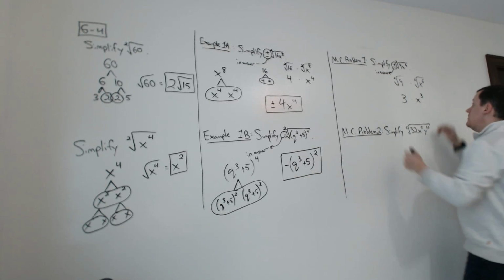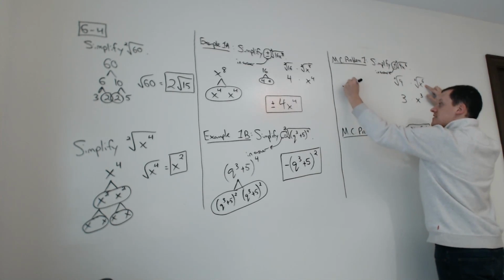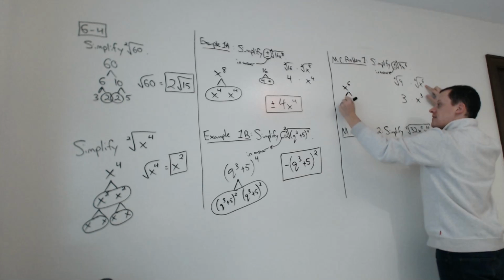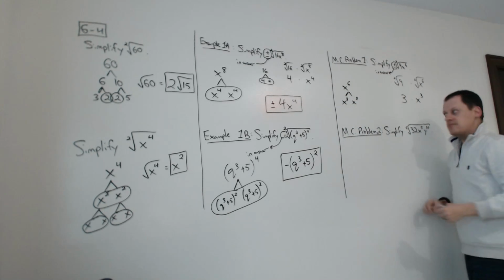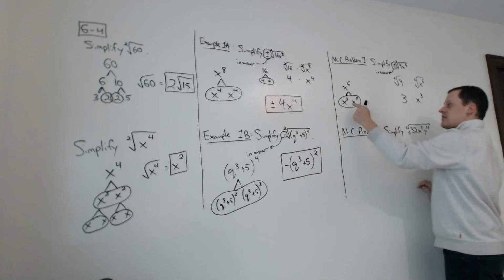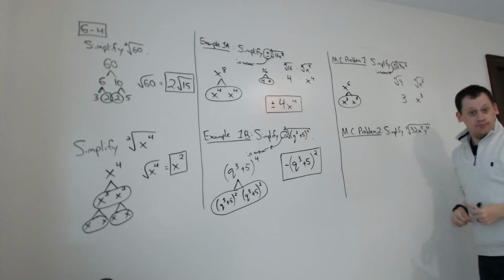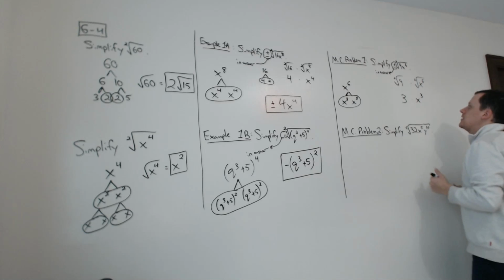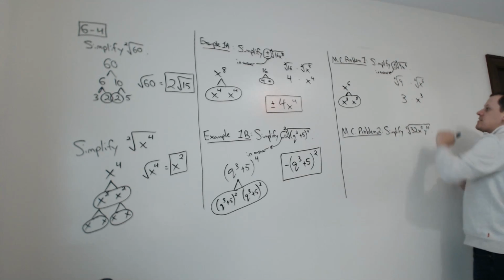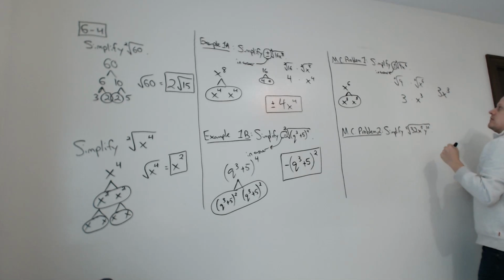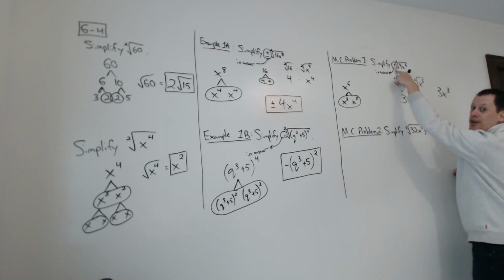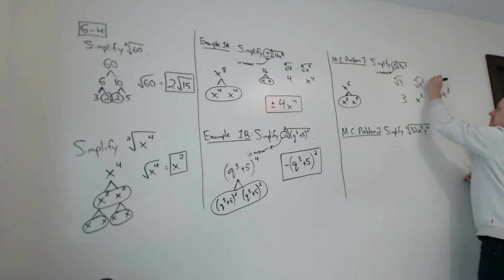If you don't believe it, x to the 6th can be broken down as x to the 3rd times x to the 3rd. Circle those, and it comes outside the root. Nothing left over. Okay. So we've got 3 times x to the 3rd. That's 3x to the 3rd power. Don't forget your plus or minus sign.